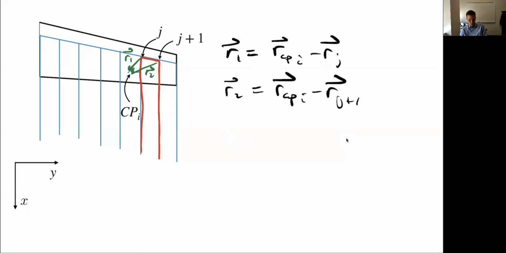Okay, so once I've computed the geometry and I've discretized and computed all these nodes and figured out my three-quarter chord location for all these control points that are halfway in between, then I can just compute these R1s and R2s.